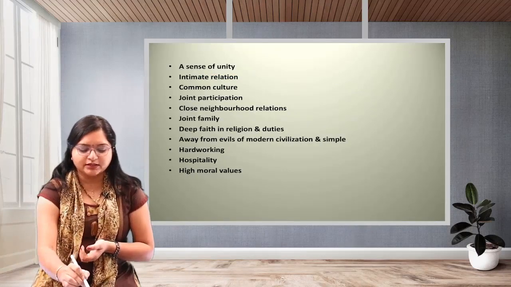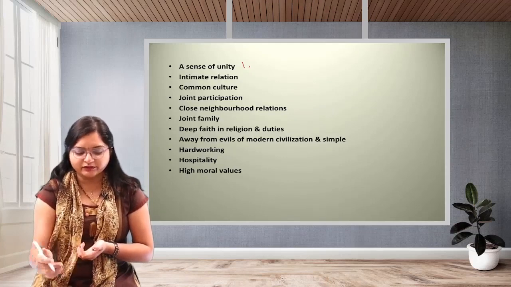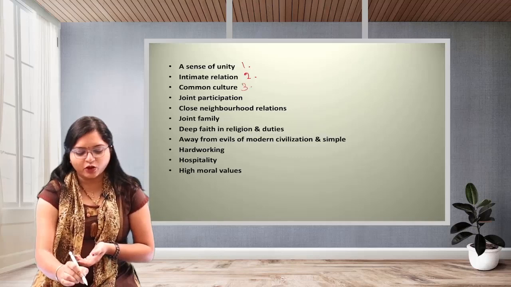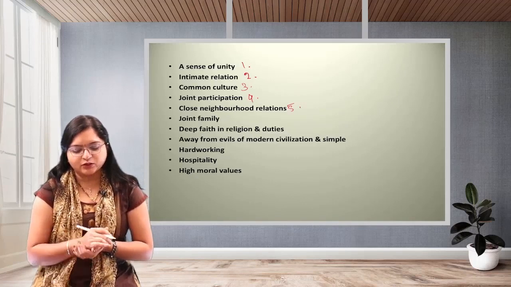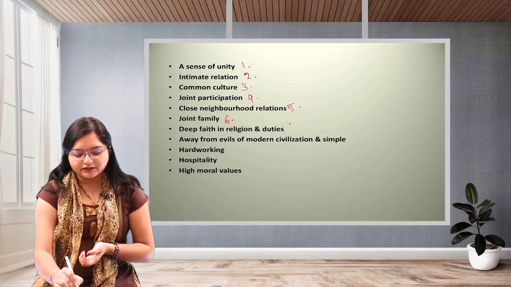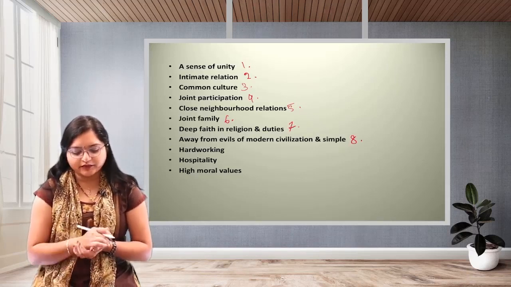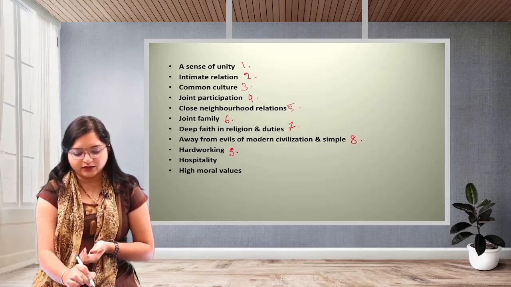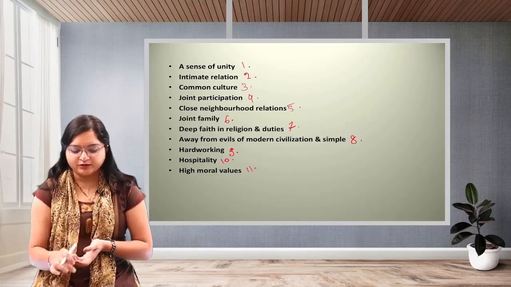The first one is a sense of unity. They have a sense of unity. We'll see one by one. Second is intimate relation. Third is common culture. Fourth is joint participation. Fifth is close neighborhood relations. Sixth is joint family. Seventh is deep faith in religion and duties. Eighth is away from evils of modern civilization and simple. Ninth is hardworking. Tenth is hospitality. And eleventh is high moral values. We'll see one by one.